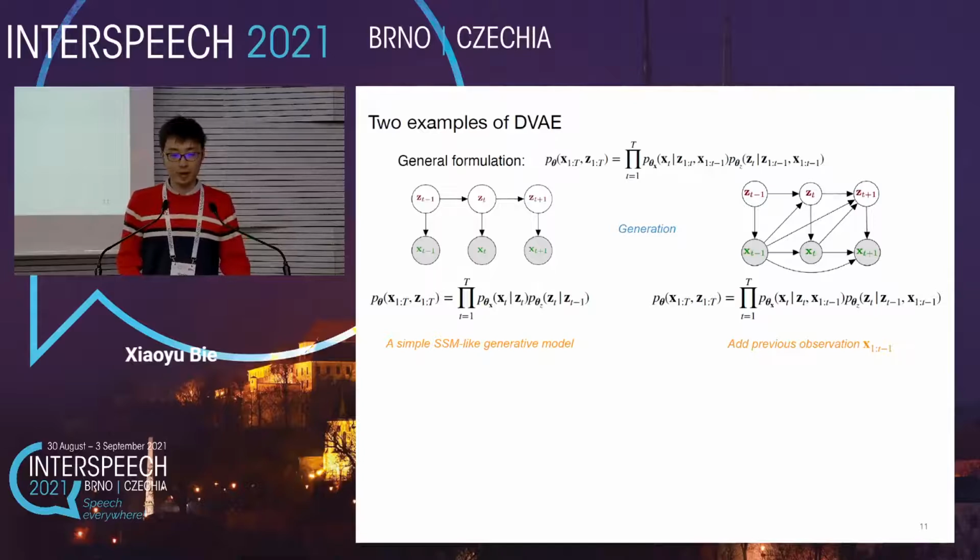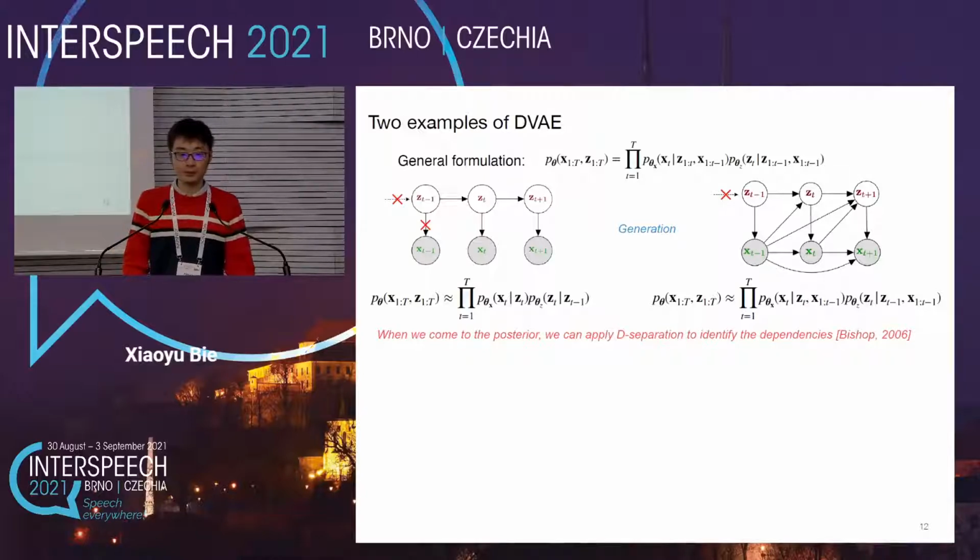In the left figure, we simplify it into a classical state space model-like generative model, where for every time frame, the Xt is only generated from the Zt, and the Zt is generated from its previous state, the Zt minus 1. And for the right figure, we make it more complex. Besides that, for the generation of Xt and Zt, we also give the dependencies to the previous observation, the x1 to t minus 1.